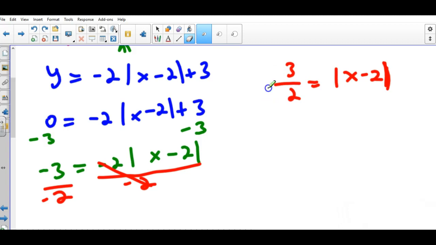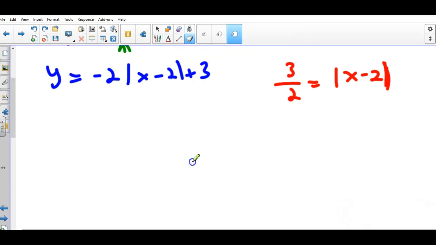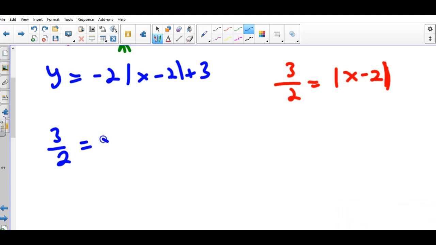Now, remember I told you guys you must have a positive element and a negative element. So let's look at that. We have the positive element and the negative element. So you have 3 over 2 equals x minus 2, and you have negative 3 over 2 equals x minus 2, for the x-intercept.